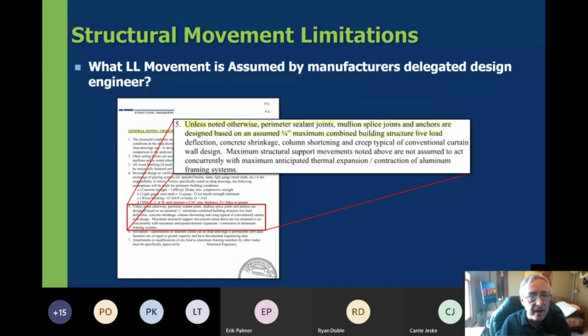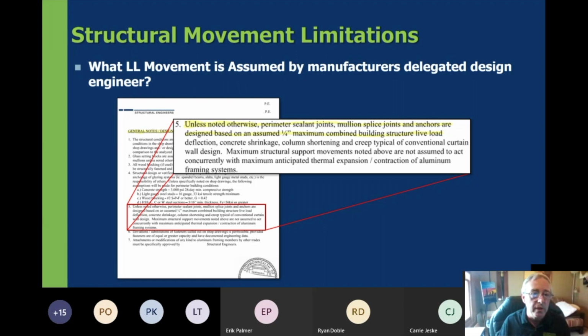So a lot of times the manufacturers will go out and hire structural engineers, companies like ourselves, to do the delegated design process. And this is an actual excerpt from a different structural engineer that has performed the design, and they indicate right here in a note in their design criteria that they have assumed a 1/4 inch maximum combined building structural live load and deflection.